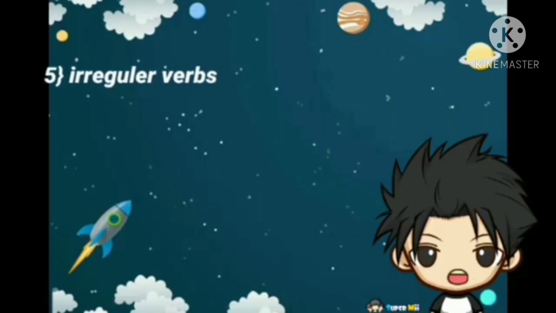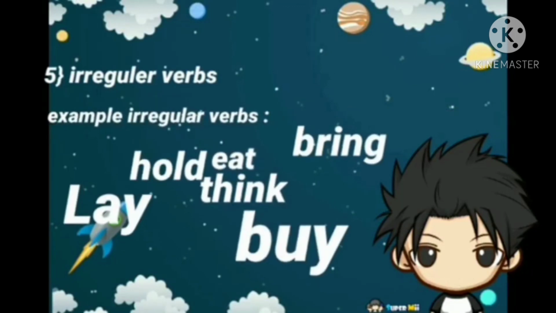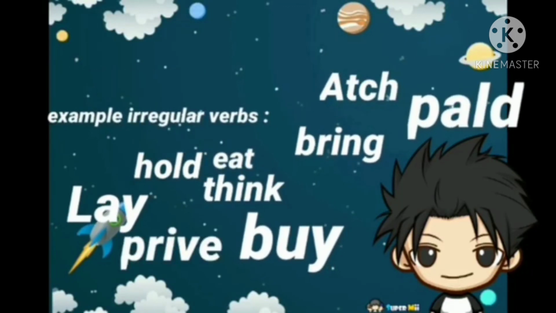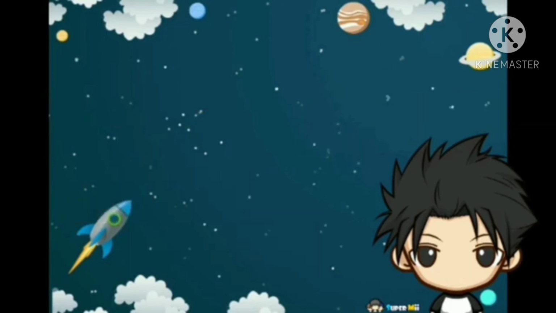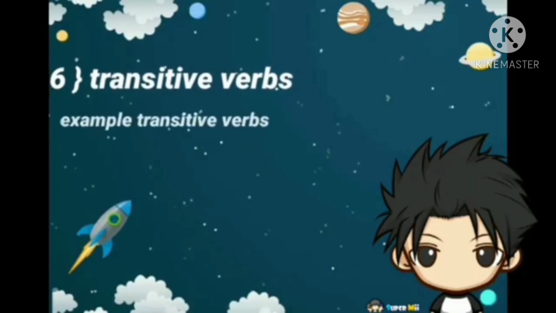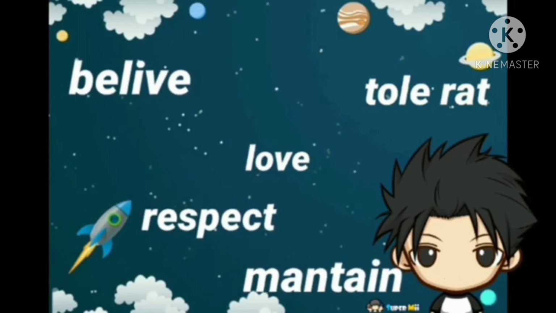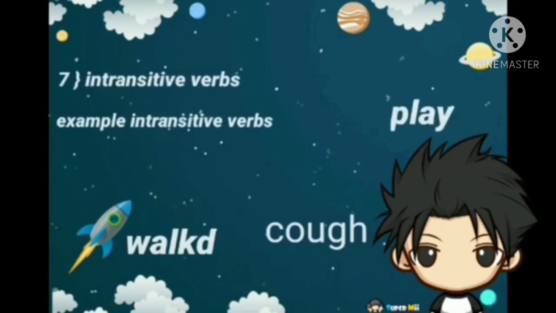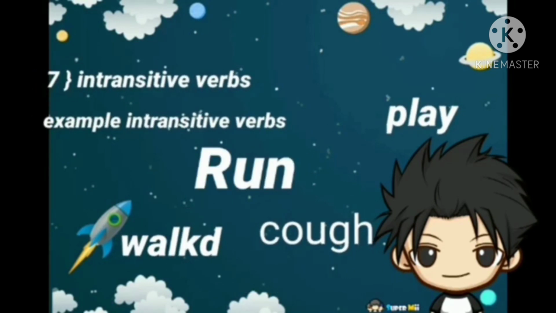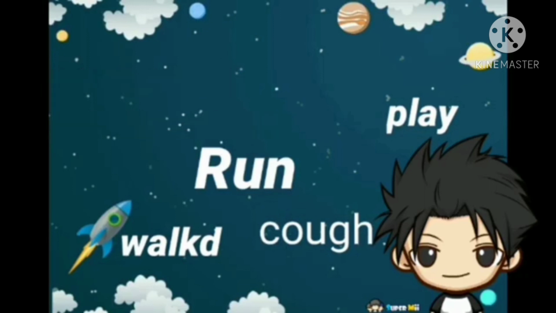Number five, irregular verbs. Examples of irregular verbs: eat, think, bring, hold, buy, lay, edge, drive, belt. Number six, transitive verbs. Examples of transitive verbs: love, respect, tolerate, believe, mention. Number seven, intransitive verbs. Examples of intransitive verbs: walk, play, cook, run.